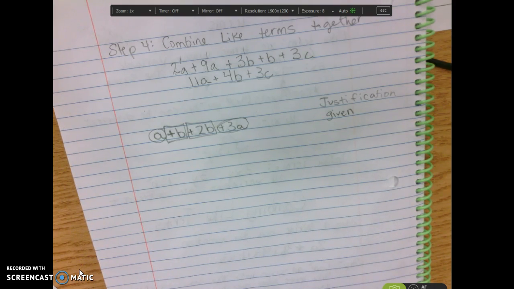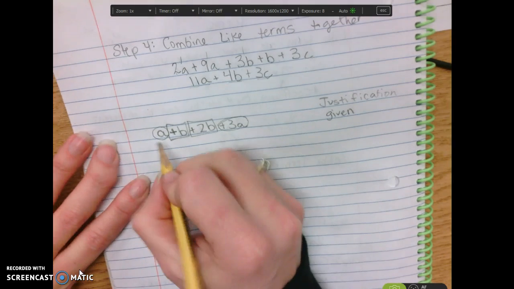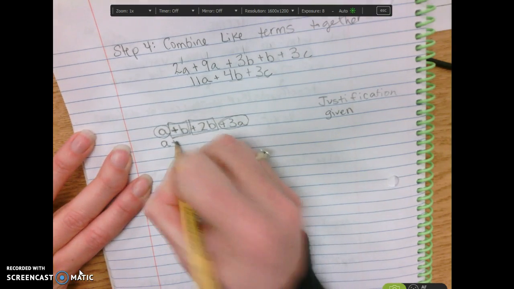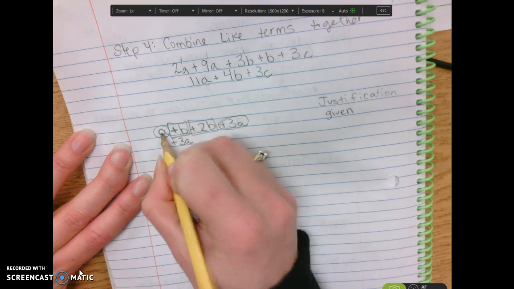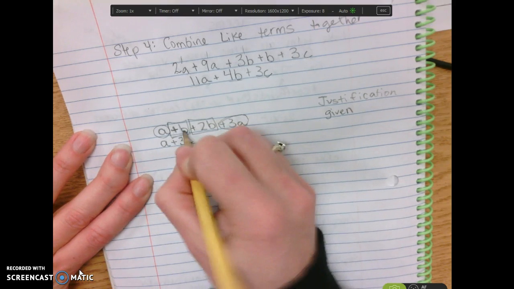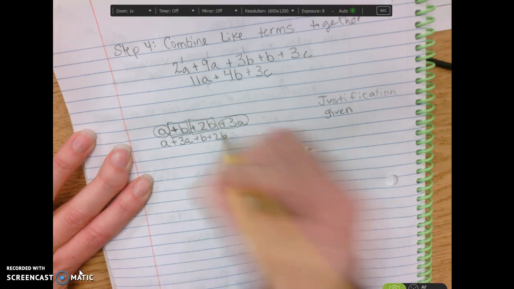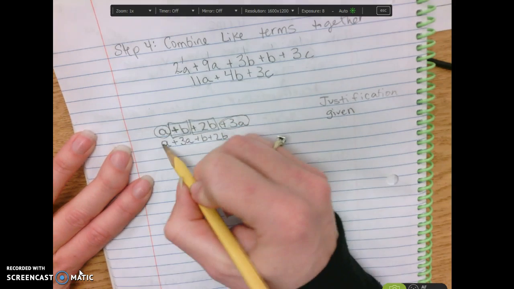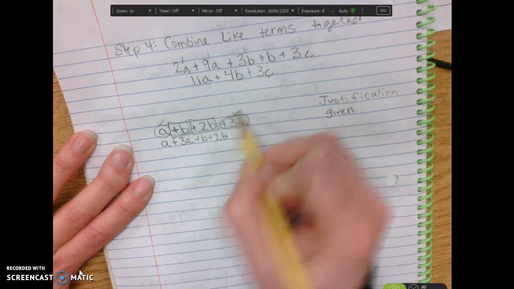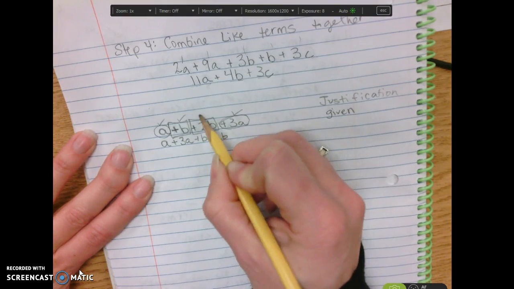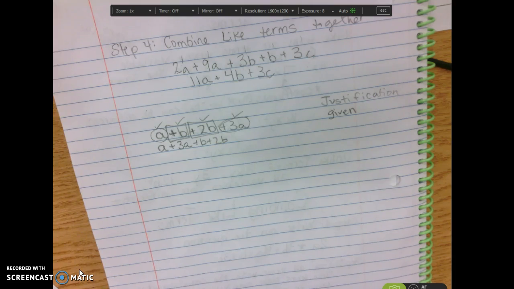So now my job is to get the like terms next to each other so that I can see what I'm dealing with and I can combine them together easily. So I'm going to rewrite this saying A plus 3A, because those are my two circles, plus B plus 2B. Sometimes if I have a lot of terms, as I write them, I'll go ahead and check off that I have them in my problem so I can see that I have accomplished everything. Might be a helpful hint for you.